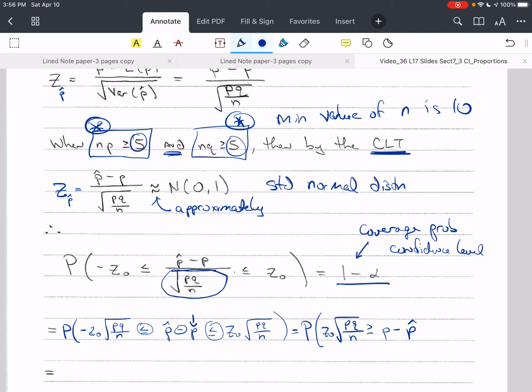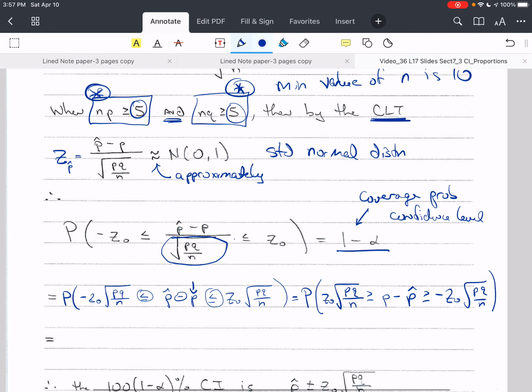So I could write this negative p hat plus p, but I really want p by itself, so I'm just going to put it first. This works too. It's more efficient. Is, wrong way, is greater than or equal to negative z naught square root of pq divided by n.